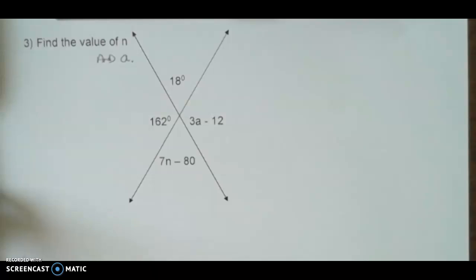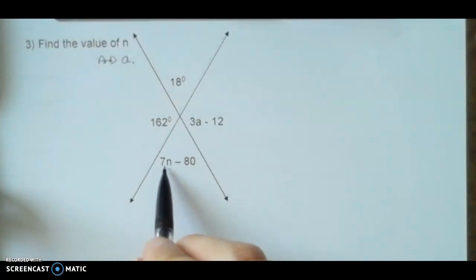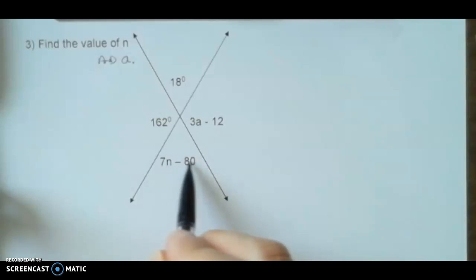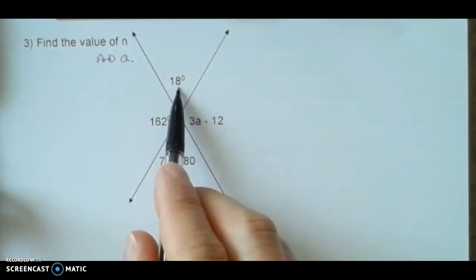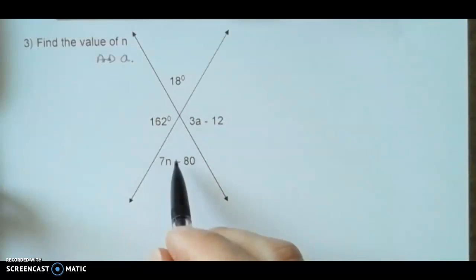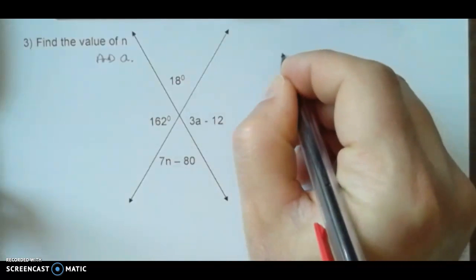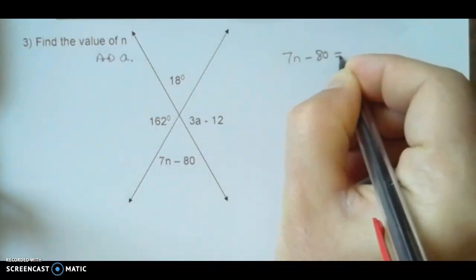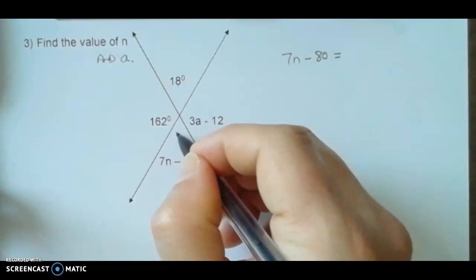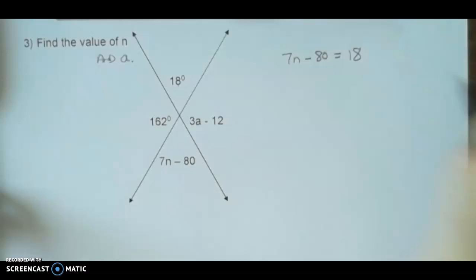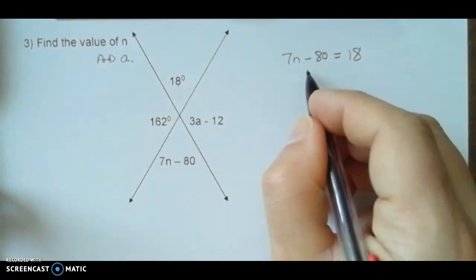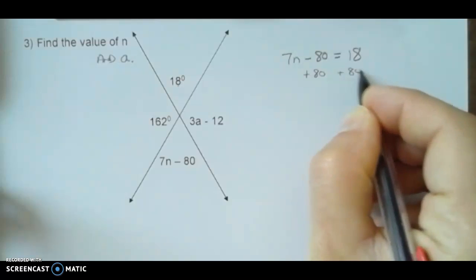So in this example, if I wanted to find the value of n, 7n minus 80, I know this angle is vertical to this 18-degree angle, so both of these angles have to be 18 degrees. Again, I'm going to set up an equation to figure out the value of n. I'm going to take the angle 7n minus 80 and set it equal to 18, because vertical angles are congruent to each other. It's just a two-step equation. Let's get 7n alone by adding 80 to each side.